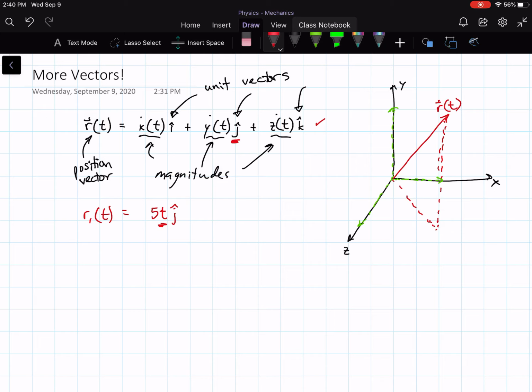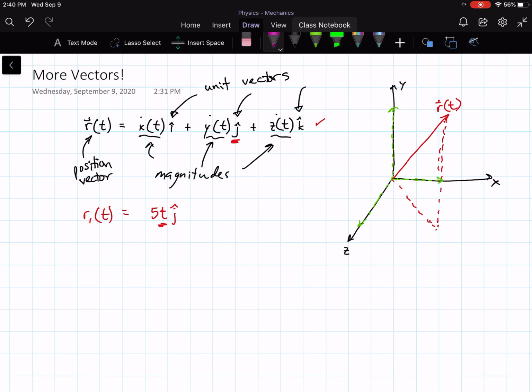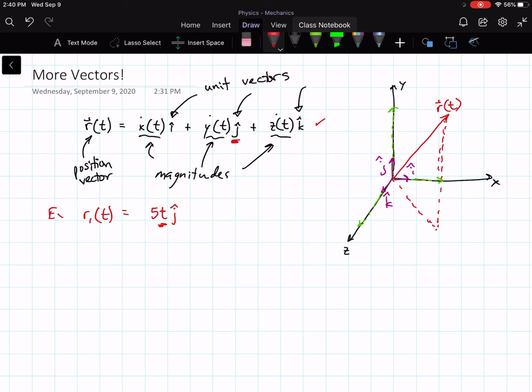So what they would look like over here, let me grab maybe a different color, purple, nice. What they look like over here would be, in the y direction, the unit vector j, in the x direction, the unit vector i, and in the z direction, the unit vector k, all right? Go back to red. So this would be one example.